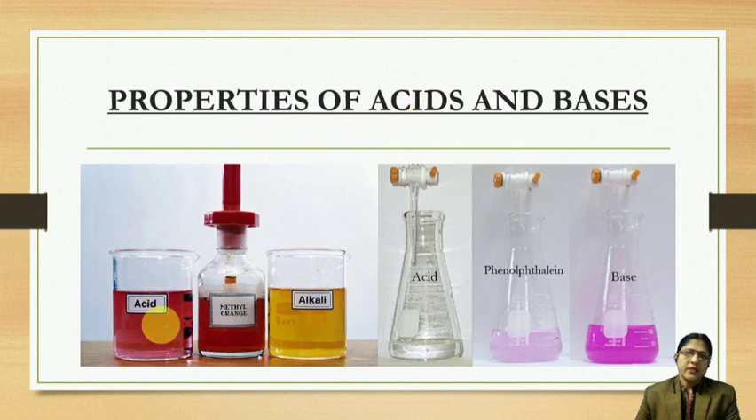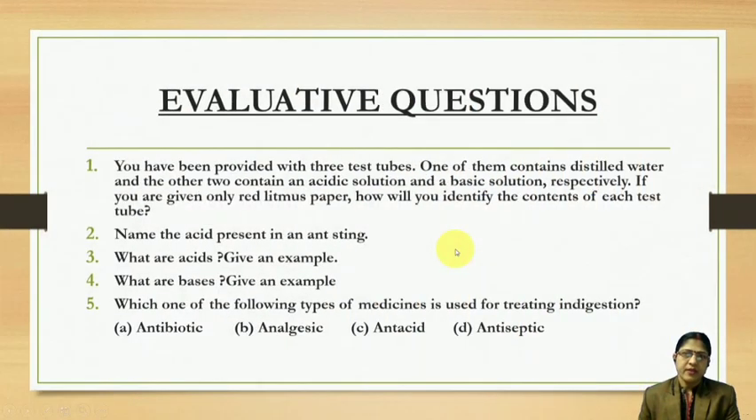Then here you can see methyl orange, red in acid and yellow in base, that is alkali, right? In a solution it is tested. Here phenolphthalein is colorless in acid and pink in base, right? So dear students, this was a short video and now we will discuss some evaluative questions.